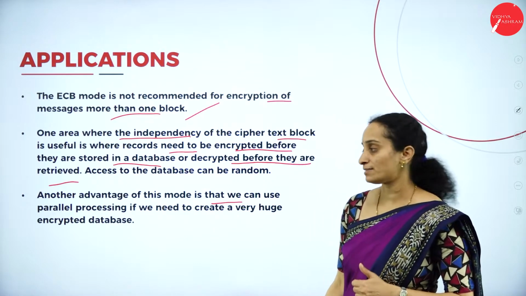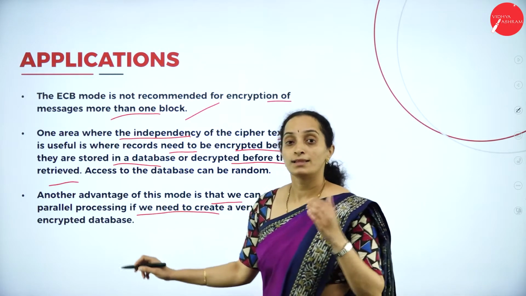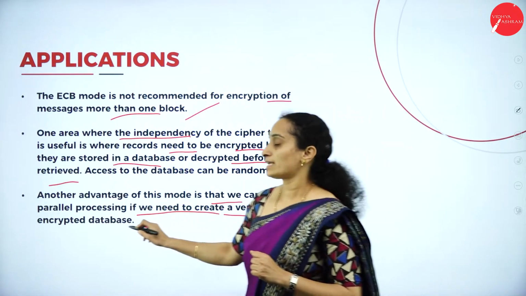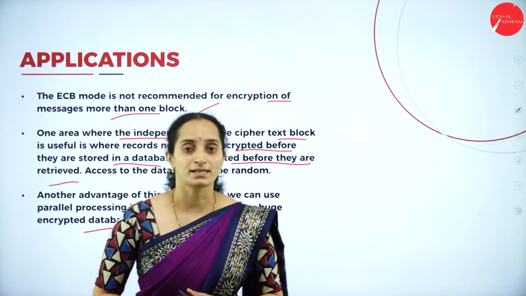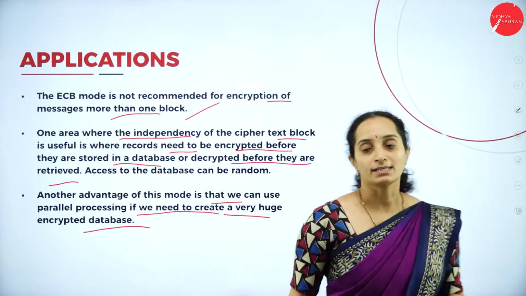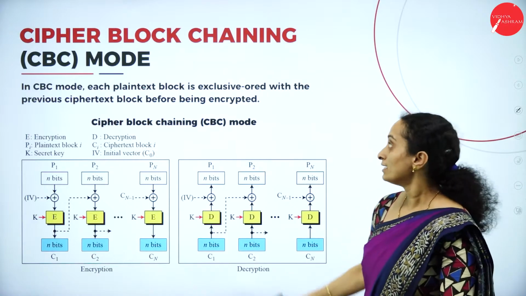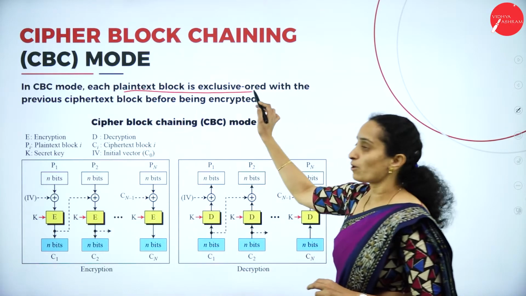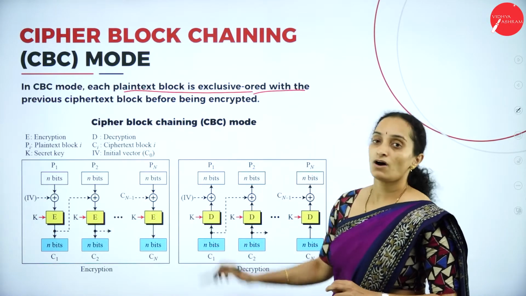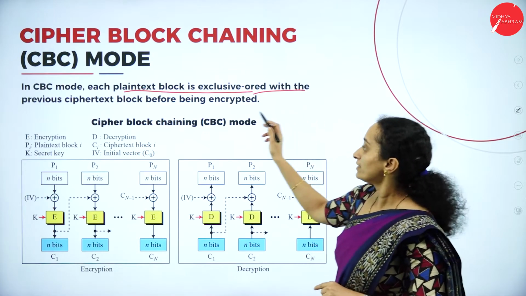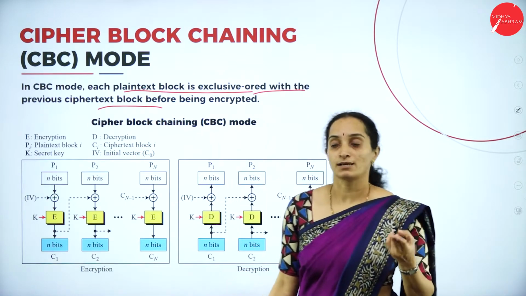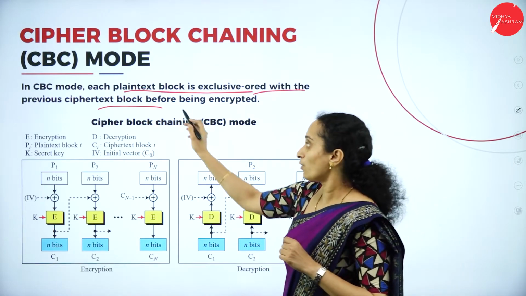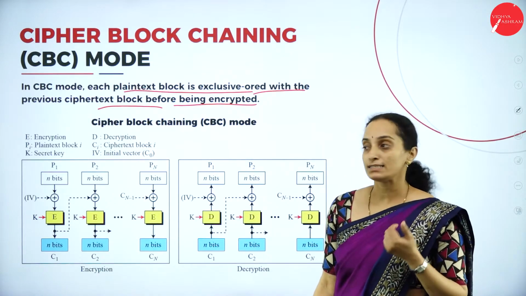Another advantage of this mode is that we can use parallel processing, because we are encrypting the blocks in parallel, which can create a huge encrypted database. Okay, the next method that we can follow is the Cipher Block Chaining mode. In this, each plain text block is exclusively ORed, or XORed, with the previous ciphertext block. It depends on the previous round's output before it is encrypted.